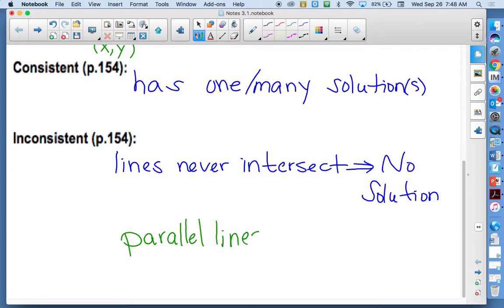Parallel lines are those two lines that run next to each other, the same slope, same steepness, never intersect. That is considered an inconsistent system because it does not have a solution that satisfies both x and y values. So if you look at the first graph, we're going to do it by hand.